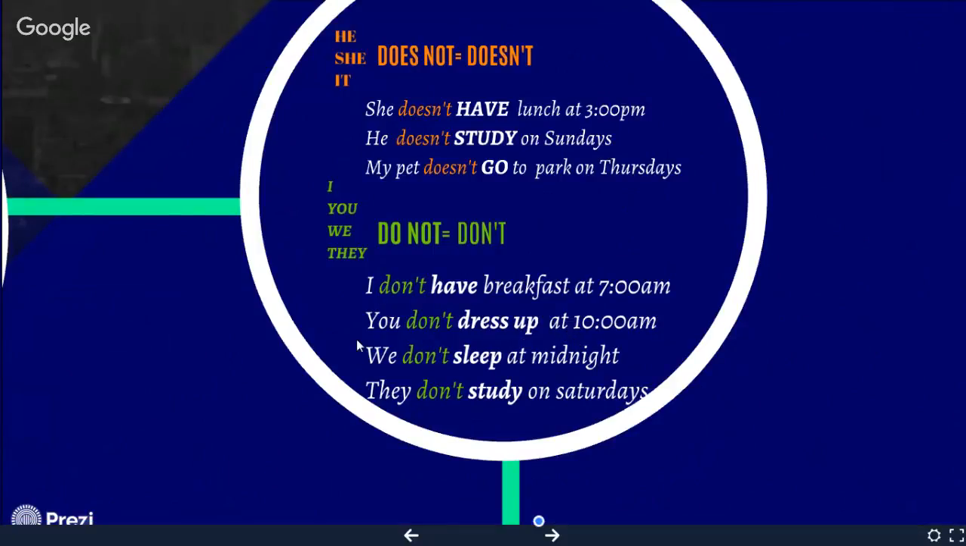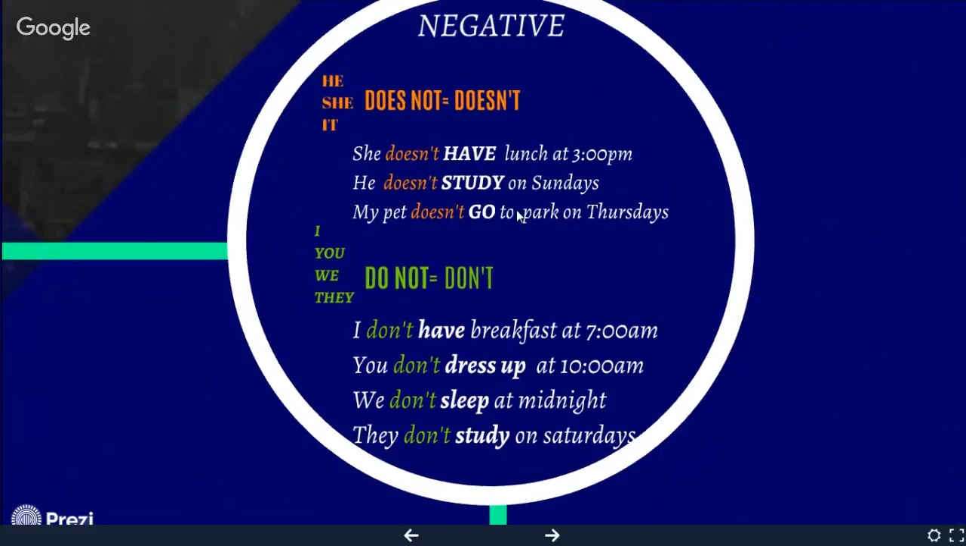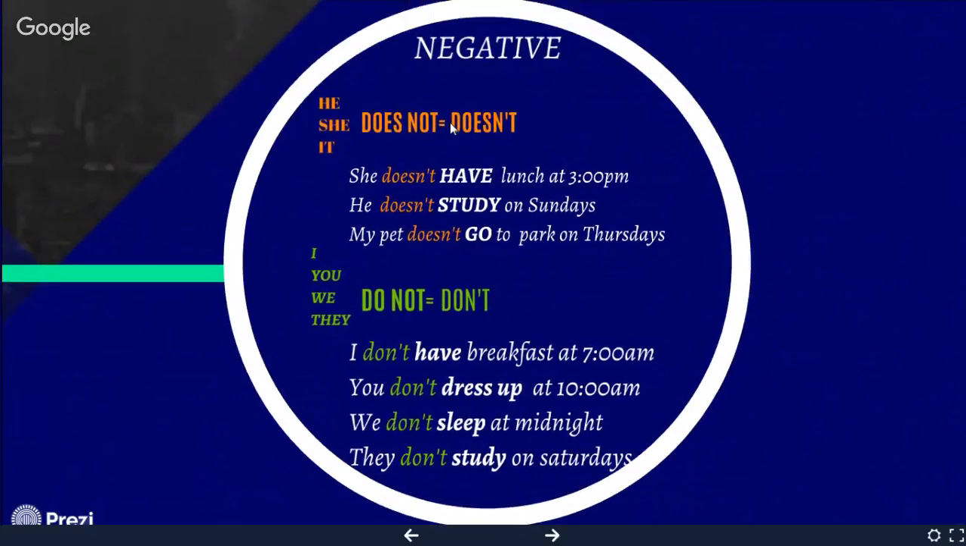In the first, again, I don't have breakfast at 7 a.m. You don't dress up at 10 a.m. We don't sleep at midnight. They don't study on Saturdays. Okay. Again, negative. In negative, I have to consider doesn't when it's he, she, it, and don't when it's I, you, we, and they. The verb is the same. Don't change the verb.